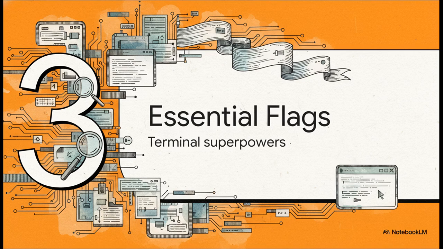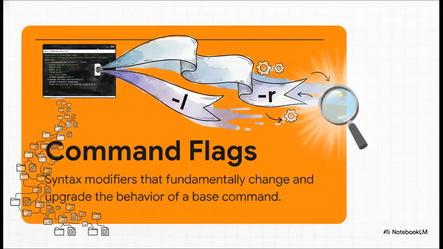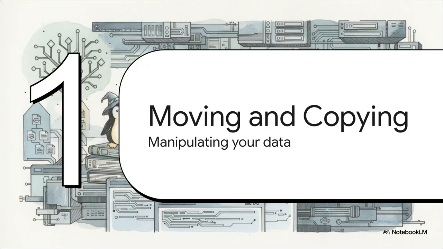Section 3. Mastering Essential Command Flags. Let's move on and see how this builds. You should really think of command flags as your terminal superpowers. Commands on their own are great, sure, but flags are syntax modifiers that fundamentally upgrade their behavior. They're usually just a hyphen and a letter, and they act as powerful multipliers. Like we just saw, adding L to ls gives you all that juicy file size data instead of just names. Another massive one is R for recursive, or F for force. We're actually going to see exactly why recursive is literally one of the most powerful words in the Linux dictionary in just a moment.